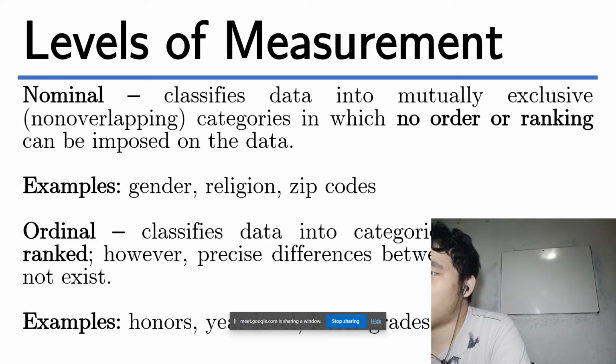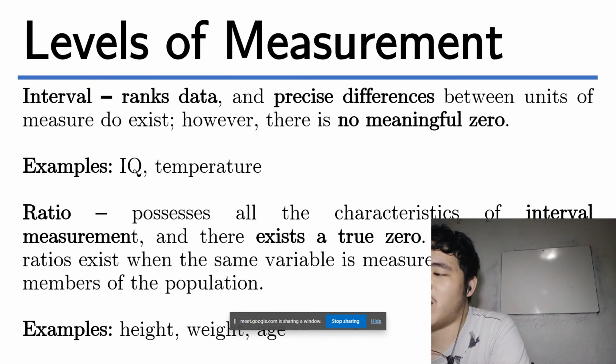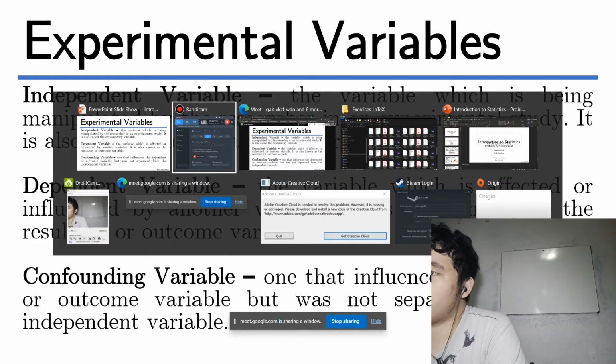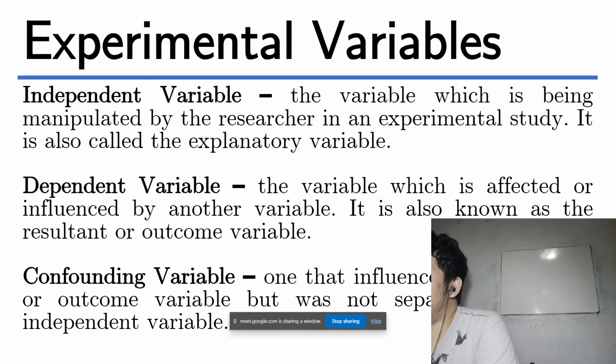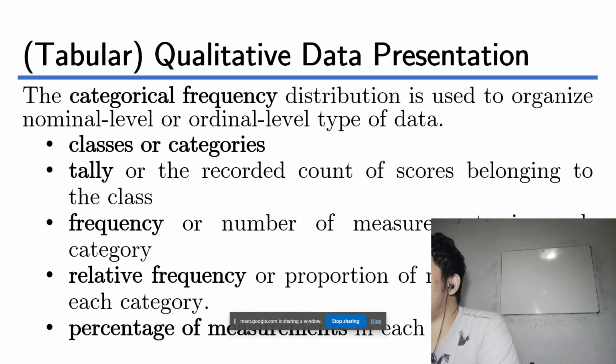Levels of measurement, nominal, only for name, no? No order or ranking can be imposed on the data. Ordinal, classifies data into categories, tapos pwede i-rank after. Interval, there's no meaningful zero. And ratio, there exists a true zero, di ba? Experimental variables. Independent, dependent, and confounding variable. Yan, alam nyo na yan. Data presentation, mamaya na natin to i-review, no? We're going to do this mamaya.